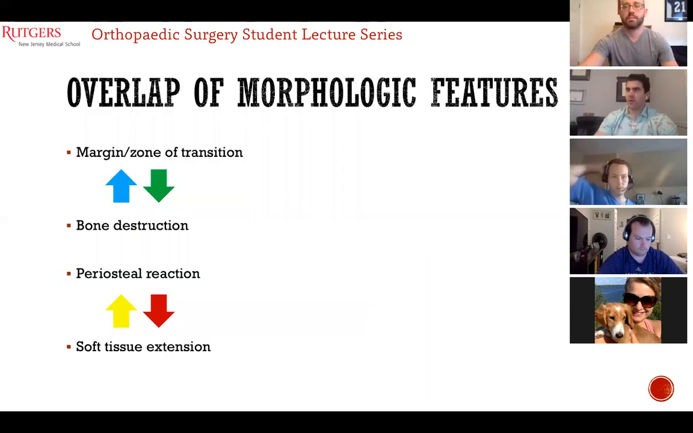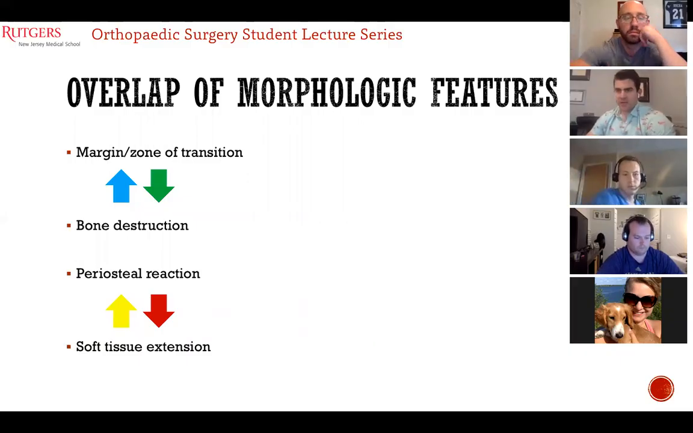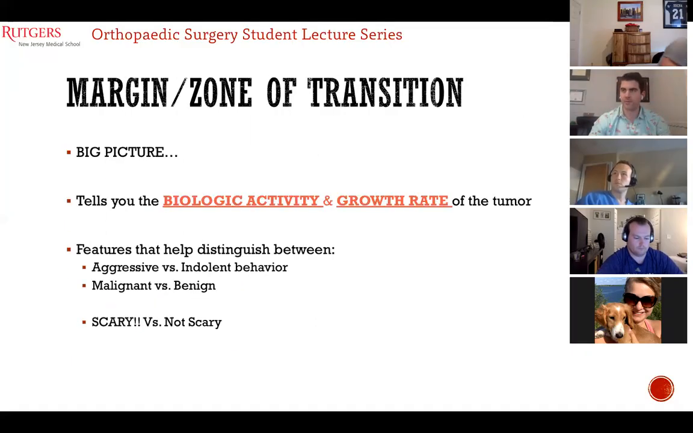Very true. One of the things, and this was one of Zach's slides, which is a really important thing to point out, is the overlap of some of the morphologic features, right? These things are not black and white. You may have something with a blurred zone of transition. We're going to talk about what that looks like, a wide zone of transition that also has associated bone destruction, right? You may also have a bone tumor that has a lot of periosteal reaction, and because it's so aggressive, it also has soft tissue extension. So these things are not necessarily in a vacuum, but it's kind of on a spectrum, and we'll talk a little bit more, but I just want you to keep that as your framework as we move forward.